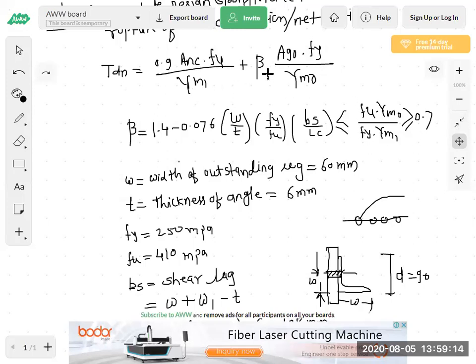So now put the value of beta in this formula of TDN. The three unknowns, ANC, AGO and beta, put into the TDN formula and then calculate the design strength due to rupture of critical section.